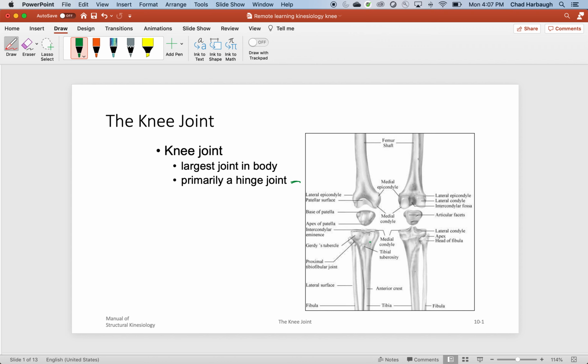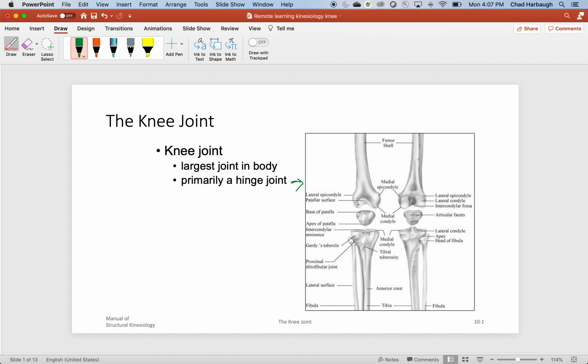There's also a patellofemoral joint, which is classified as an arthrodial joint, which simply means that the patella is going to have a gliding nature along the femoral condyles. Even though the knee is considered to be primarily a hinge joint, it does have internal and external rotation that occurs during flexion, and we'll talk about that later in the lecture.